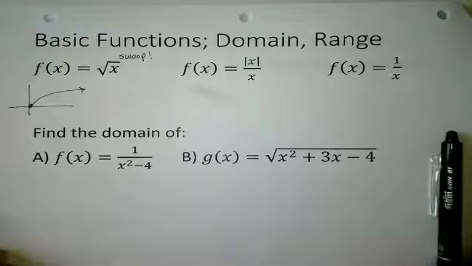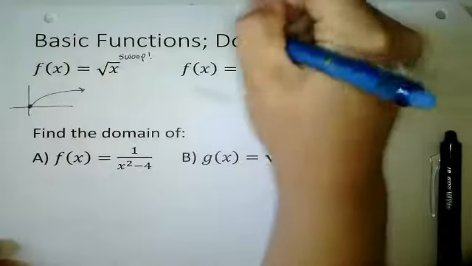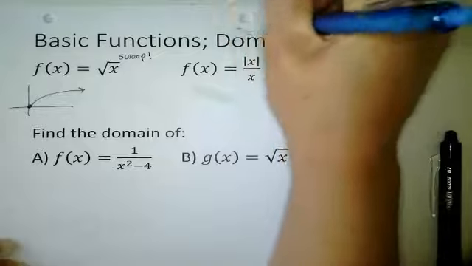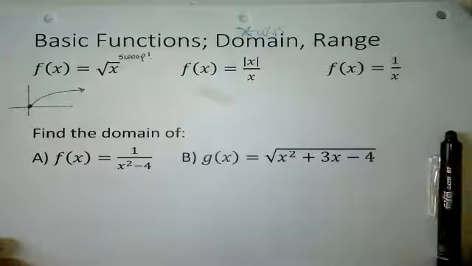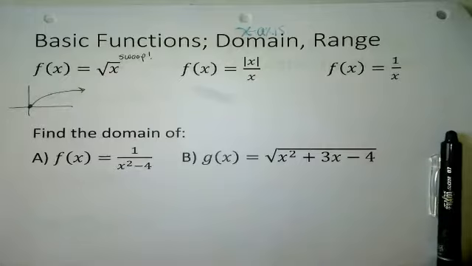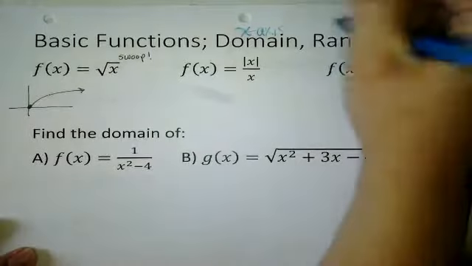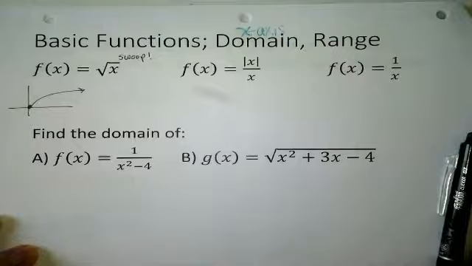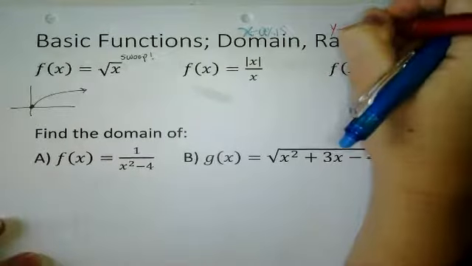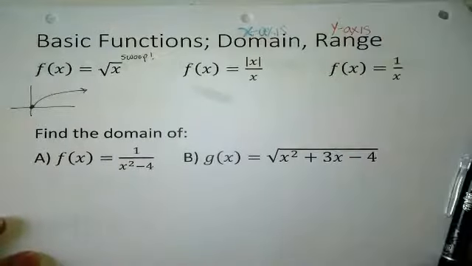But what we notice is that domain refers to the x-axis, the x values that work. And so when we're thinking about domain, if you're ever unsure, look at the graph. The graph can tell us a whole lot about the domain. Range refers to the y-axis. And again, it can be very helpful to look at a picture.